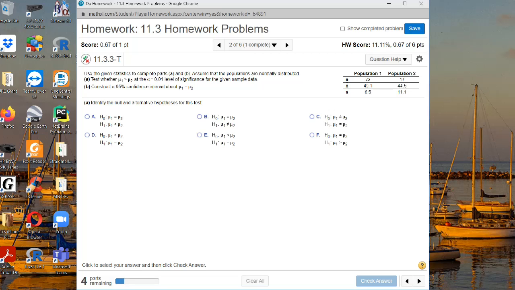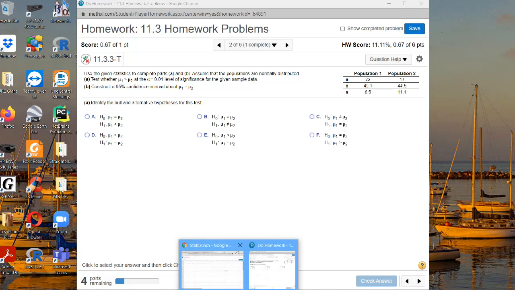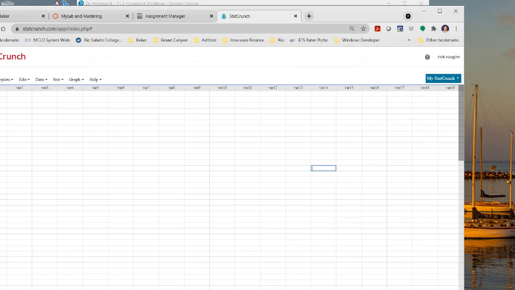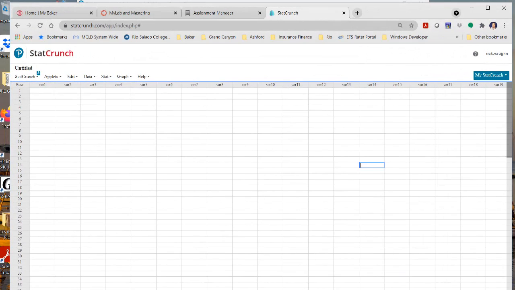So the easiest way to do this, I found, is to actually use StatCrunch. Even though they don't give you the raw data and they don't give you an immediate link to StatCrunch, you can either go to another homework problem or bookmark the StatCrunch page. I actually have this opened up in another tab on my window. Here's just a blank StatCrunch page, and that's all I need. I don't need any data in here or anything filled in. I just need access to the menus that are up here.